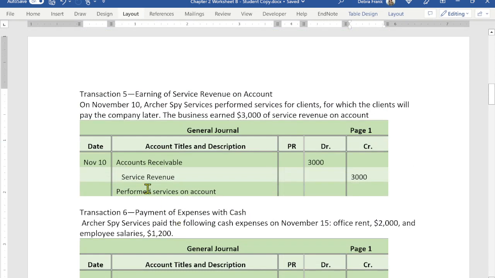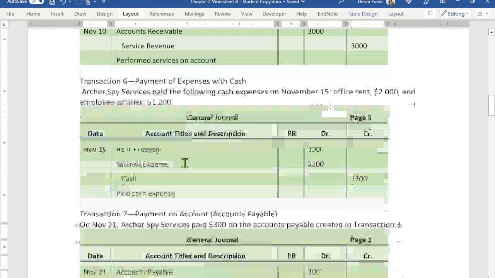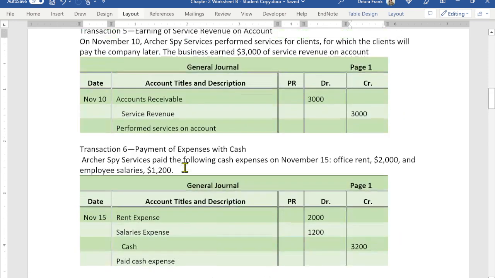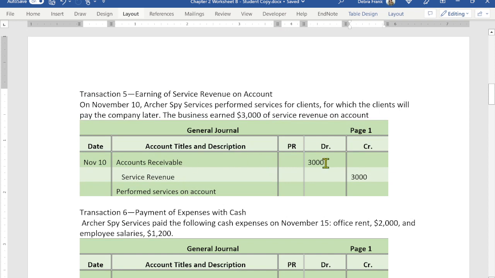And in transaction 5 here, you can see that the customer had said, put it in my account, I'll pay you later. So we didn't debit cash because we didn't get cash from the customer. They owe us. So Archer Spy Services is going to receive cash soon, just not yet. And so that's why we debited accounts receivable. Now that customer's paying us. Did they pay us all $3,000? I forgot. Let's see. No, they only paid us $2,000. So they had owed us $3,000. We were going to receive $3,000 from them, but we already received right now $2,000 from them.